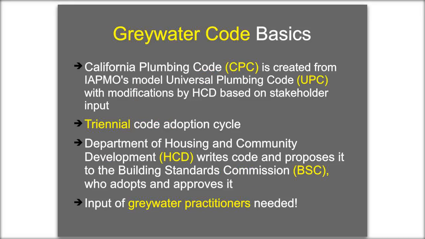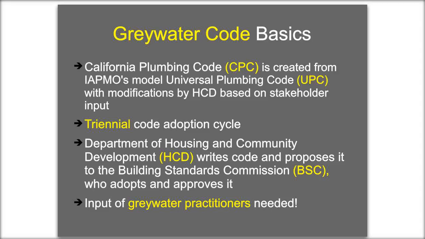So some basic information about the code. There's a lot of acronyms. The California Plumbing Code is referred to as the CPC. It's created from IAPMO's Model Universal Plumbing Code, the UPC. The UPC is created by this organization called IAPMO, the International Association of Plumbing and Mechanical Officials, and they create the Universal Plumbing Code, which California adopts and then modifies.